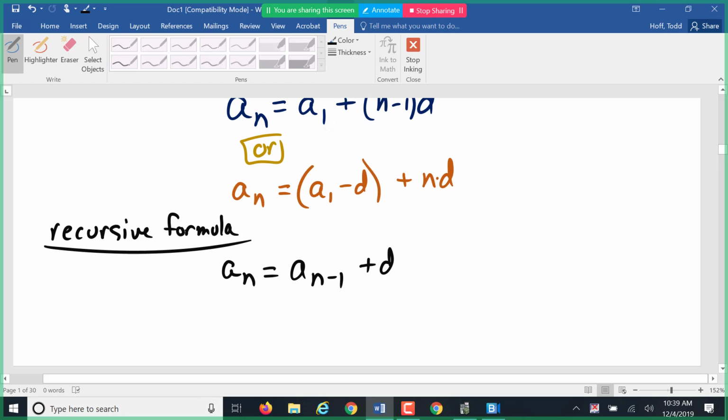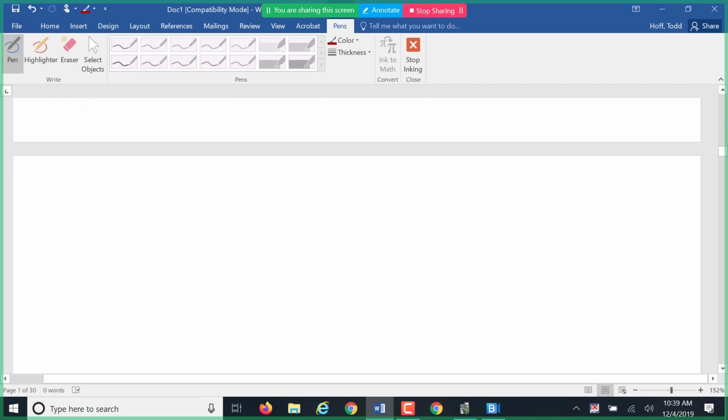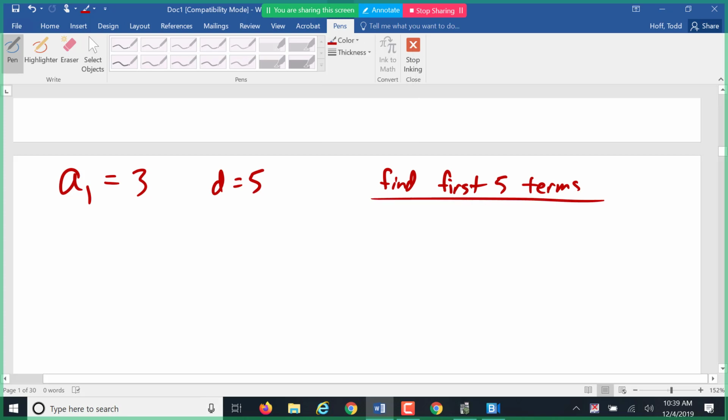So let's look at some examples using that here. Let's say A1 equals 3 and D equals 5. Find the first 5 terms. Well, our first term is 3. A1 is 3. After that, each term goes up by 5. So 3 plus 5 is 8. That's the second term. 8 plus 5 is 13. That's our third term. 13 plus 5 is 18. There's our fourth term. And 18 plus 5 is 23. There's our fifth term. There's the first 5 terms.